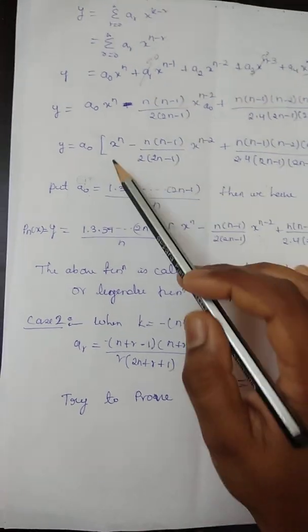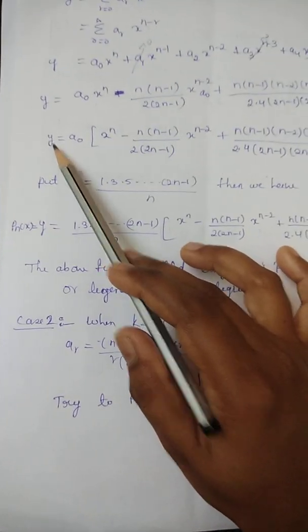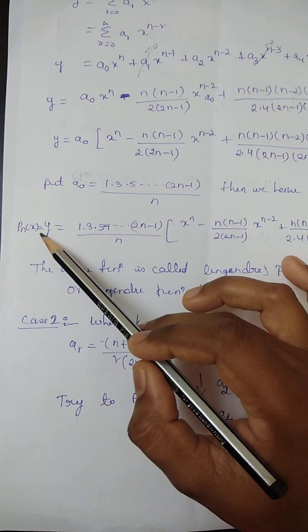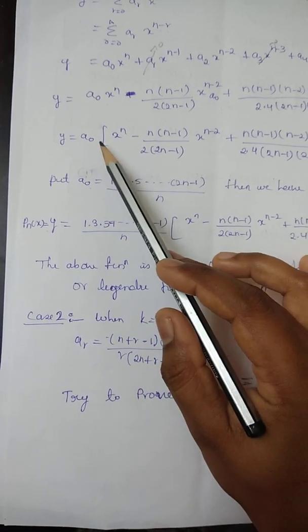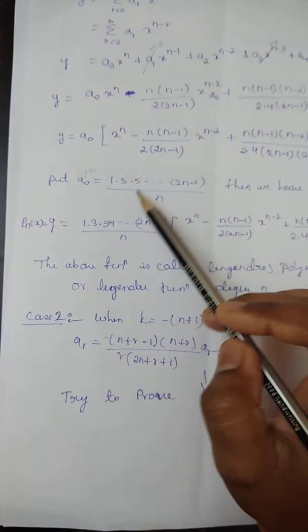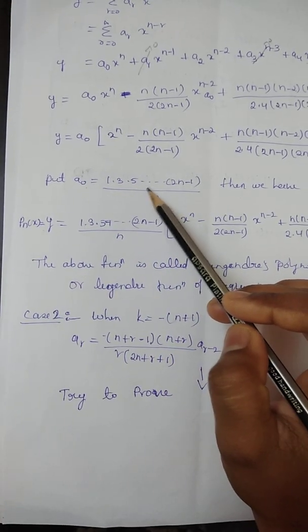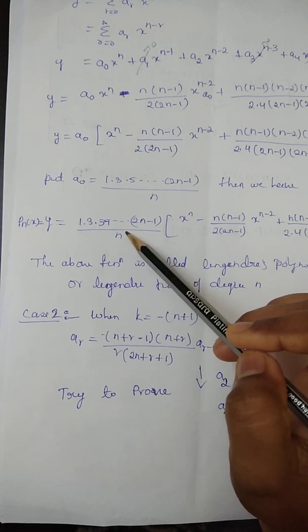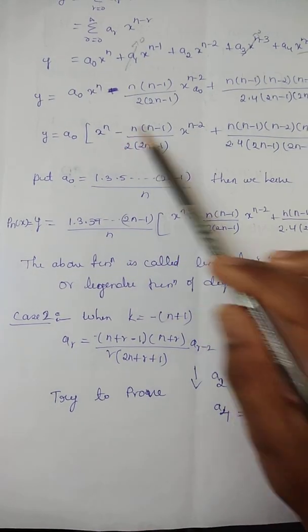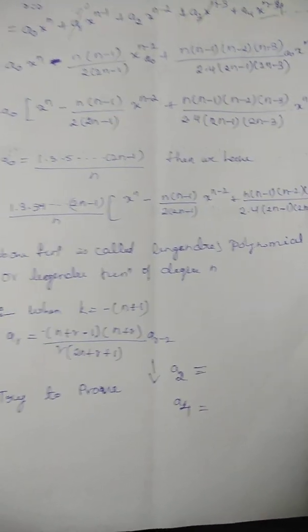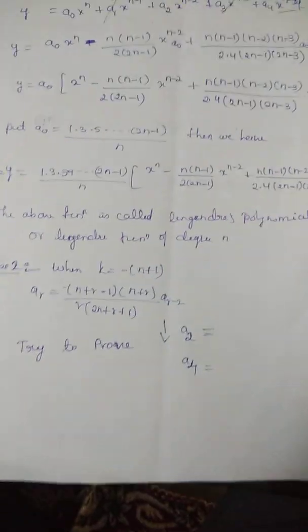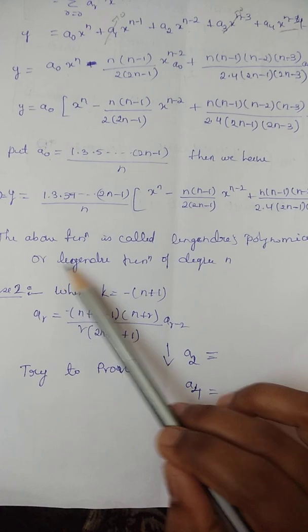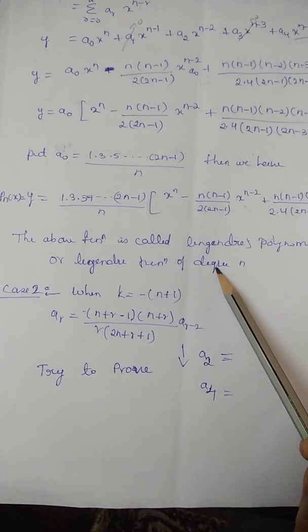Then we have this y, we are denoting for this Legendre equation as Pn of x, that is equal to y. So let us substitute a0, 1 into 3 into 5 up to 2n minus 1 upon n, and this is x raised to n. This is as it is. Now this function is called the Legendre polynomial or Legendre function of degree n.